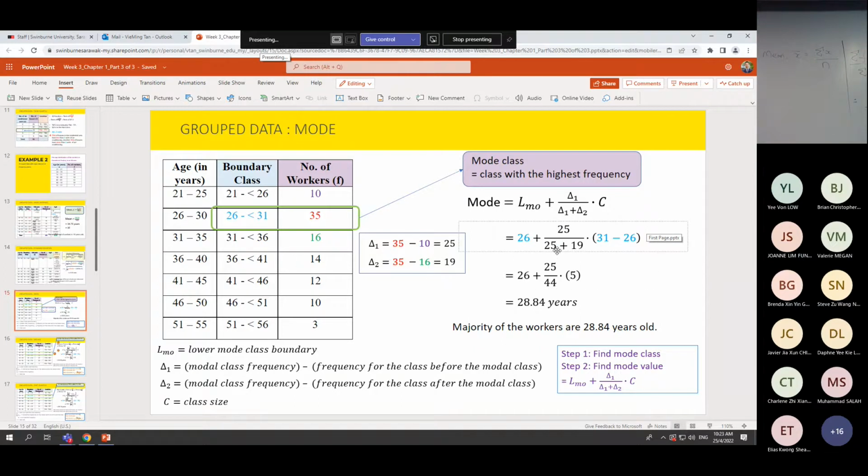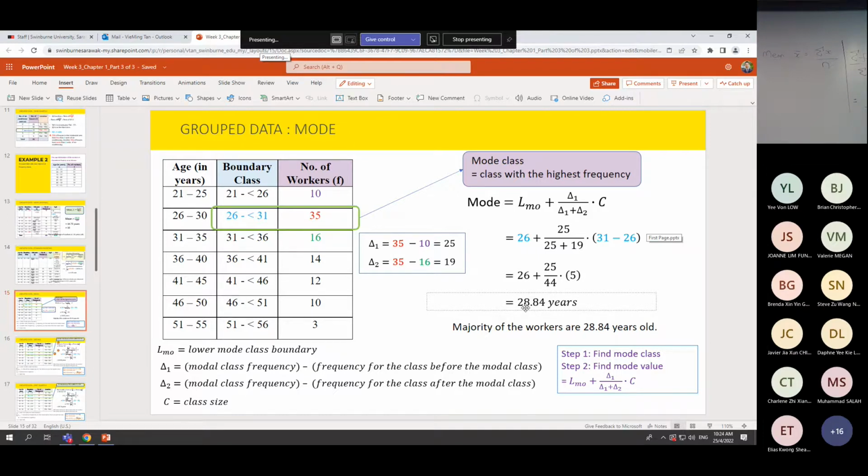This part, C, means the class size of the mod class. The class size is 31 minus 26, so you get 5 here. Hopefully I'm answering your question so far. Okay? All right. So simplify, and you'll get 28.8.